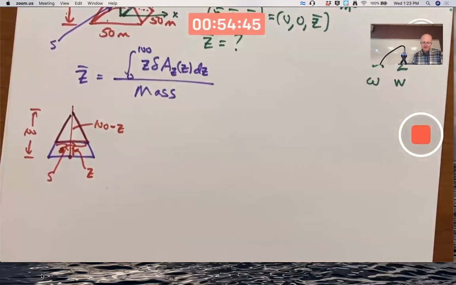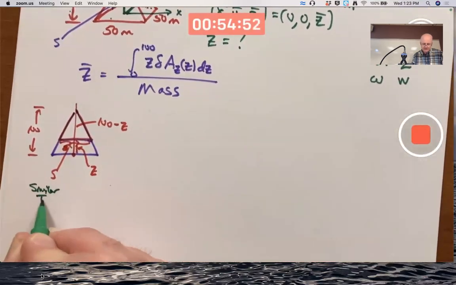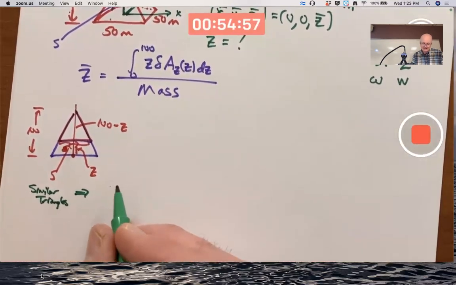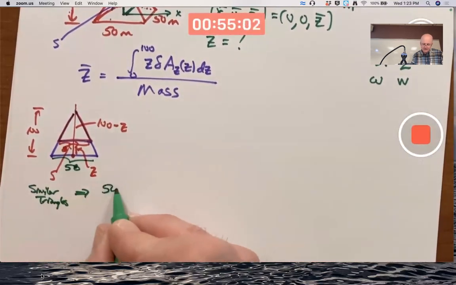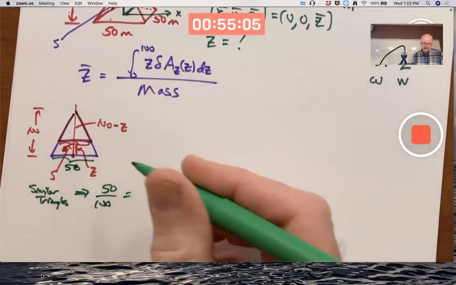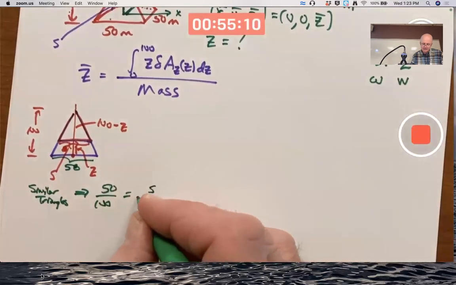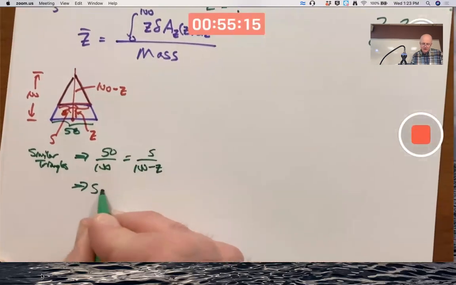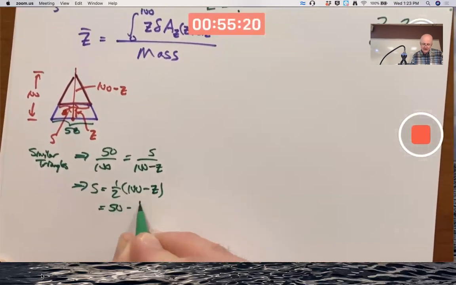And again, my two similar triangles are the big purple triangle and the smaller red triangle. Similar triangles implies that the ratio of corresponding sides, then the side down here is 50, in this case 50 over 100, for example, equals S over the height of the smaller red triangle, which is 100 minus Z. So S is 1/2 times 100 minus Z, which is 50 minus 1/2 Z.